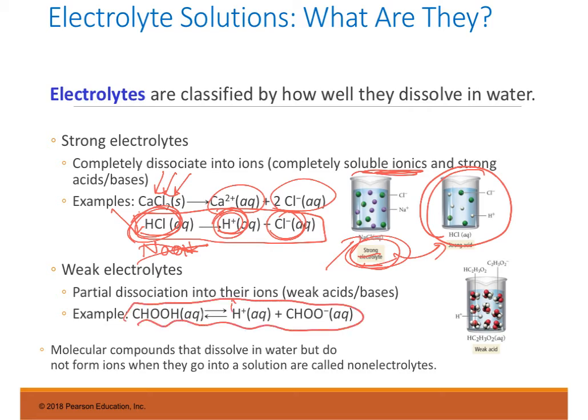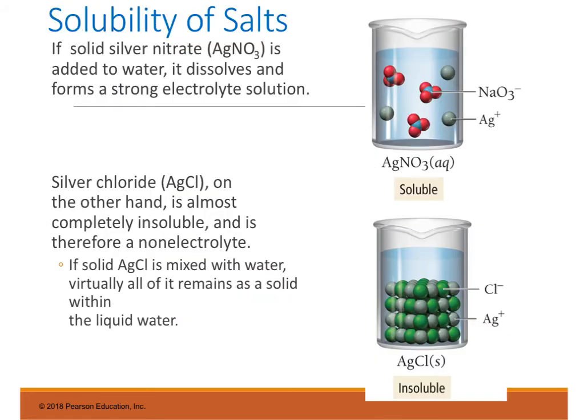It ionizes a little, but most of the molecules of the weak acid will stay intact and not form ions. But because you do have some ions present, it's going to conduct a little bit of electricity. And then, of course, covalently bonded or molecular compounds that dissolve in water, if they're not a strong acid, they're just non-electrolytes.